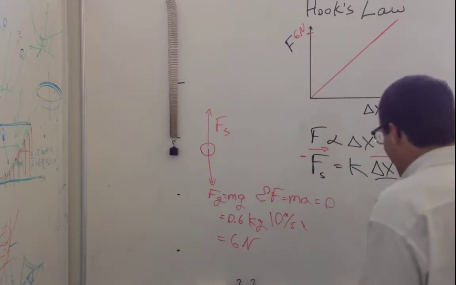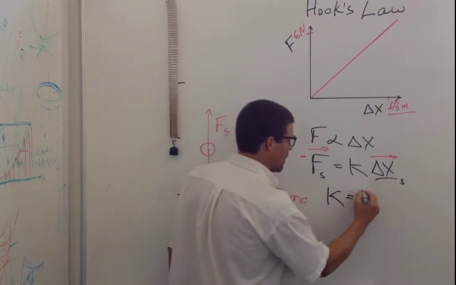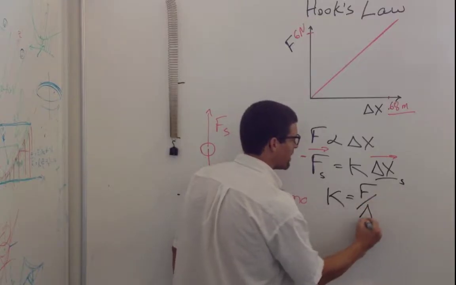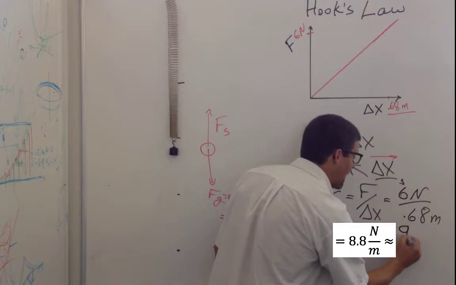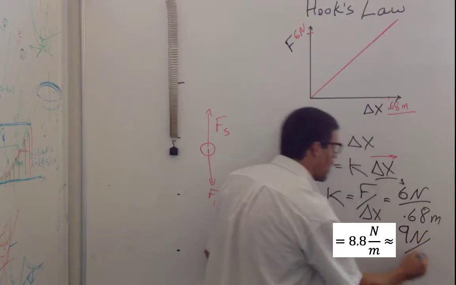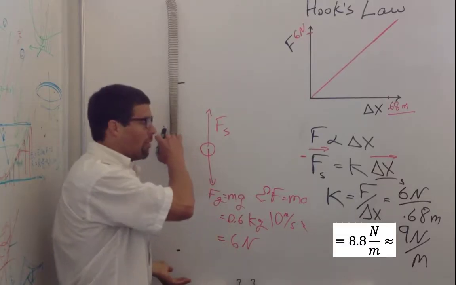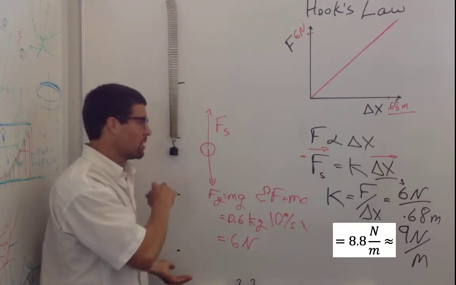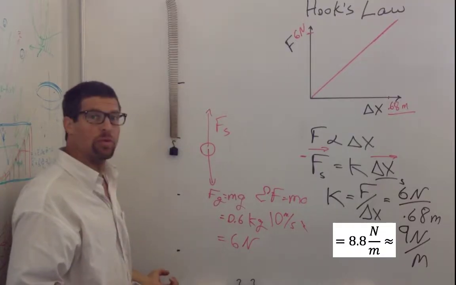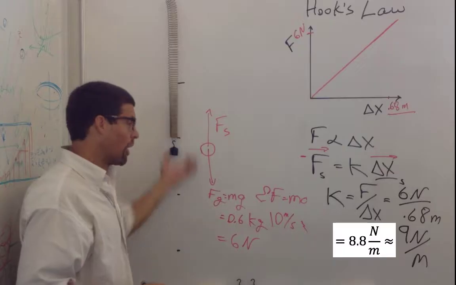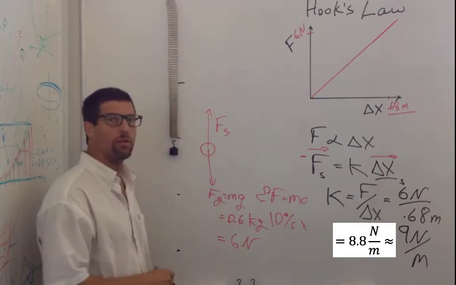And so now I can find the spring constant. The spring constant is equal to the force divided by delta x. This is about 9 newtons per meter. What does that mean? Well, with 6 newtons, I stretched it 0.7 meters. And this means it will stretch a meter for every 9 newtons I put on it. You want to stretch it 1 meter, you need 9 newtons. 2 meters, you need 18 newtons.